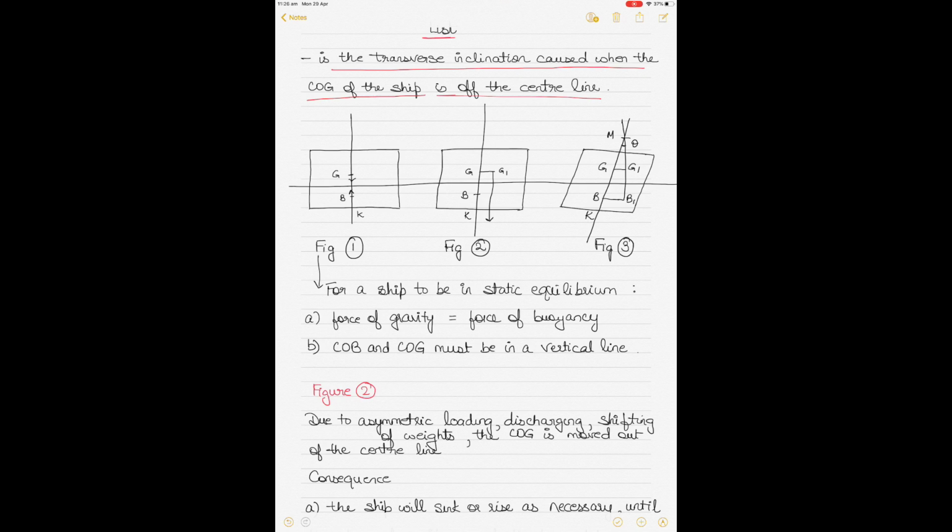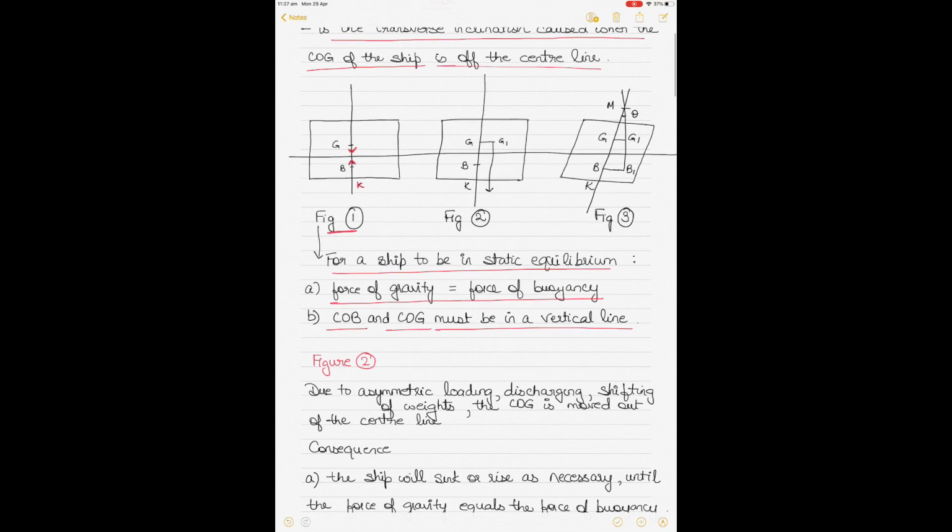The first example, figure 1, shows a vessel that is completely upright. In this case the center of gravity and the center of buoyancy are acting in equal and opposite directions, and they're cancelling each other out. The vessel is in static equilibrium, where the force of gravity is equal to the force of buoyancy, denoted by G and B respectively, and the center of buoyancy and the center of gravity are in a vertical line.